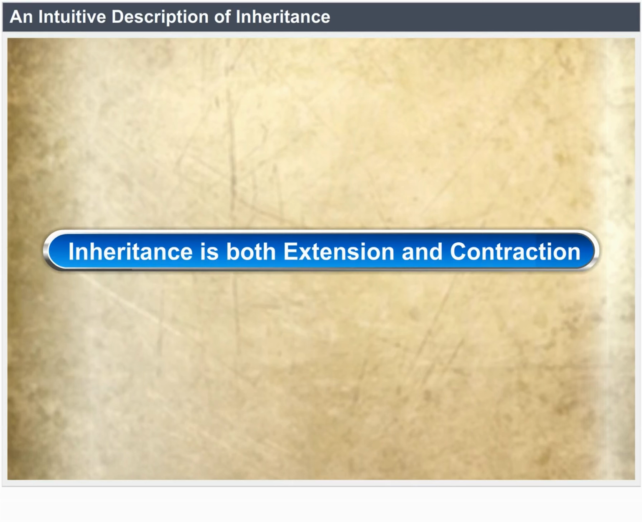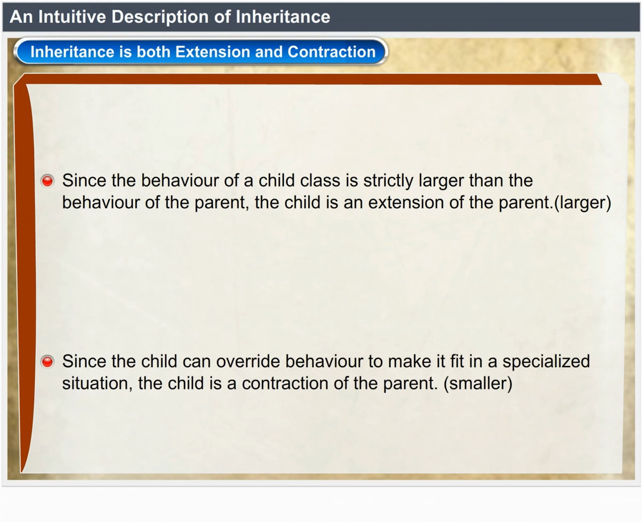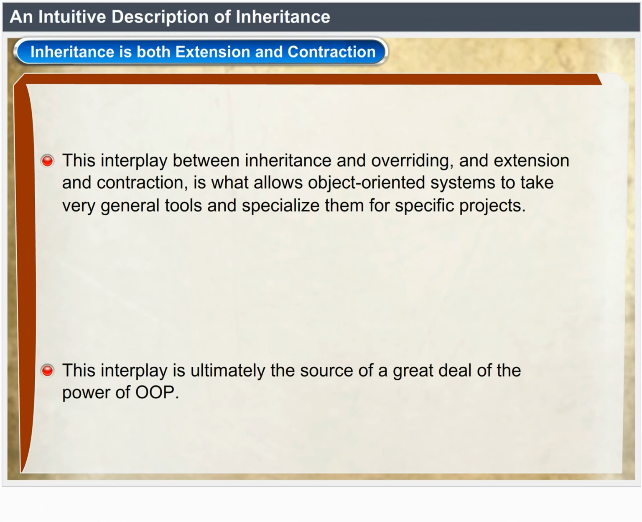Inheritance is both extension and contraction. Since the behavior of a child class is strictly larger than the behavior of the parent, the child is an extension of the parent. Since the child can override behavior to make it fit in a specialized situation, the child is a contraction of the parent. This interplay between inheritance and overriding, and extension and contraction, is what allows object-oriented systems to take very general tools and specialize them for specific projects. This interplay is ultimately the source of a great deal of the power of object-oriented programming.